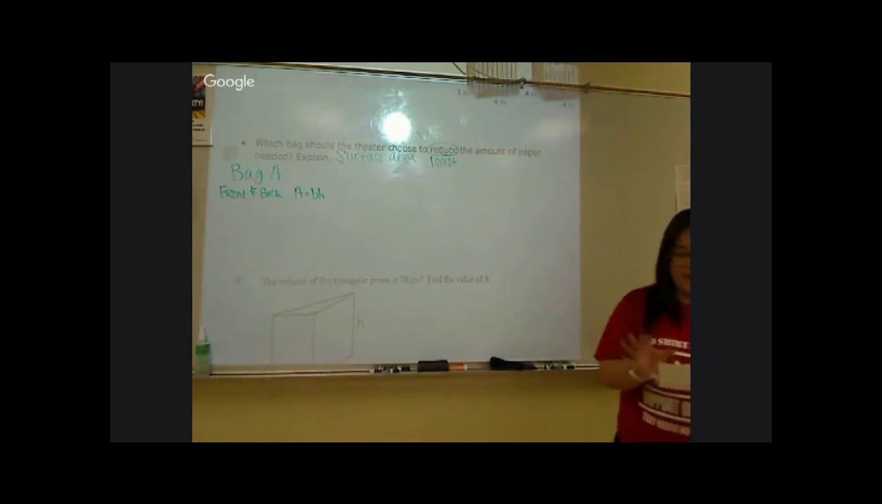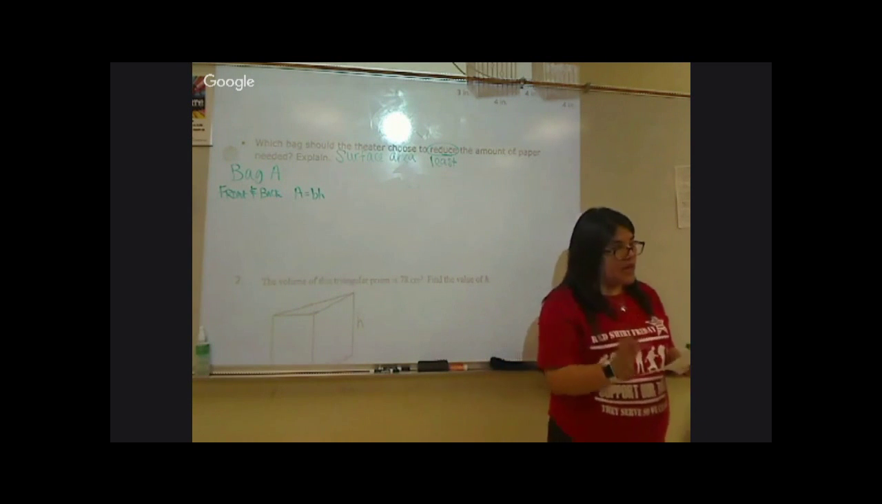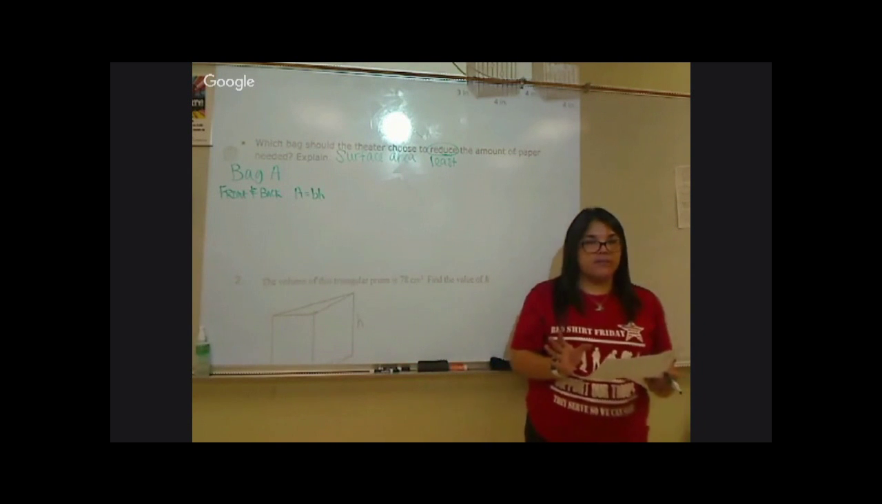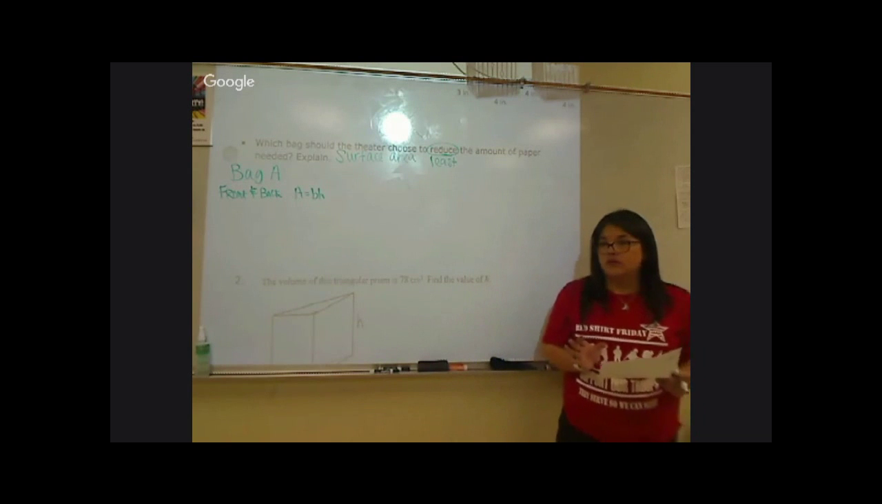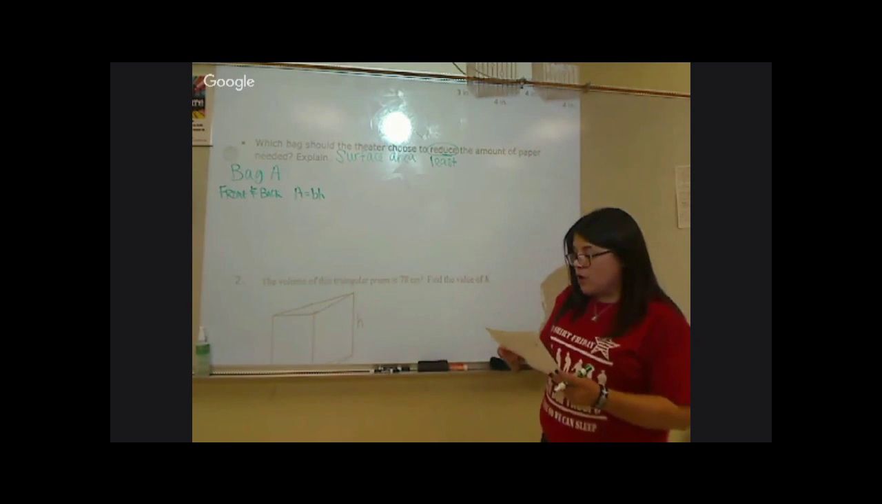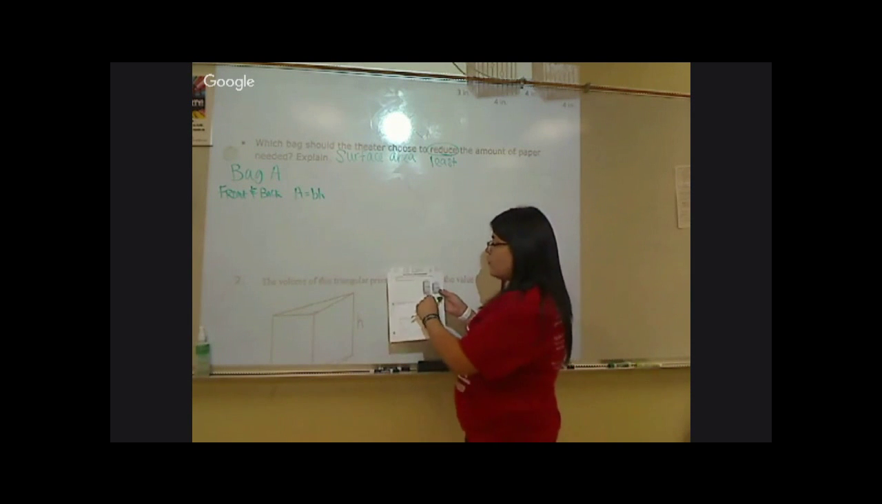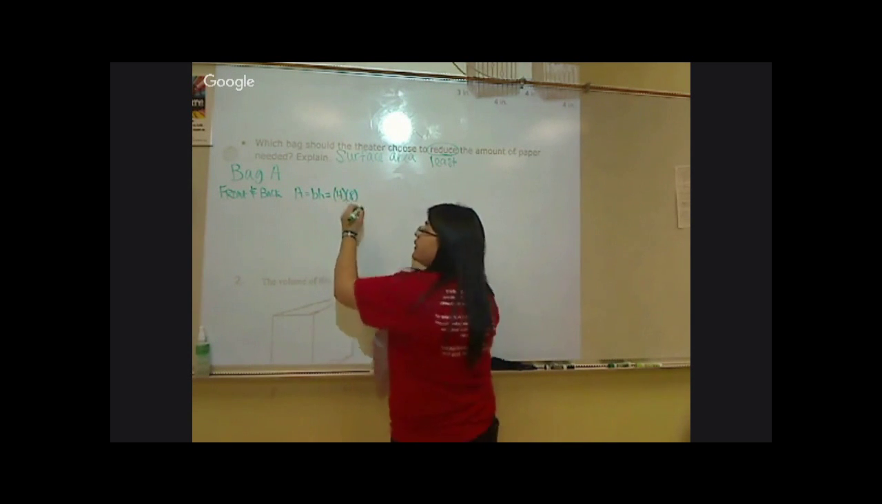Now looking at your bag A, raise your hand if you can tell me the base measure and the height measure of that front rectangle. What would the measurements be that I need to use for my front rectangle there? Daniel? 4 and 8. Because 4 is the base measure of the front rectangle and 8 is the height measure of the front rectangle.